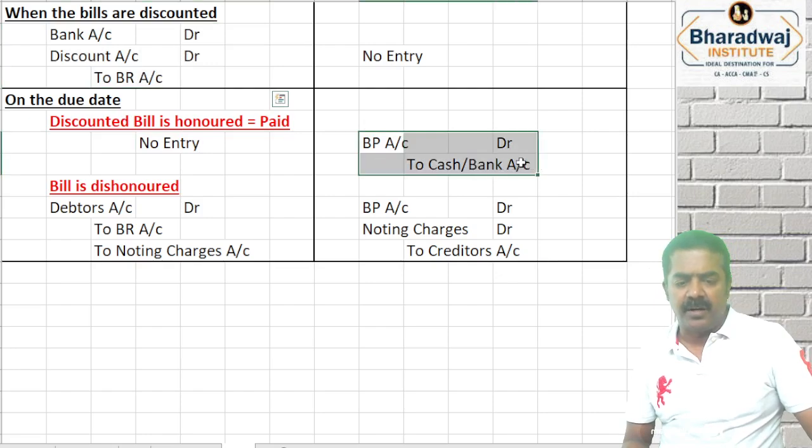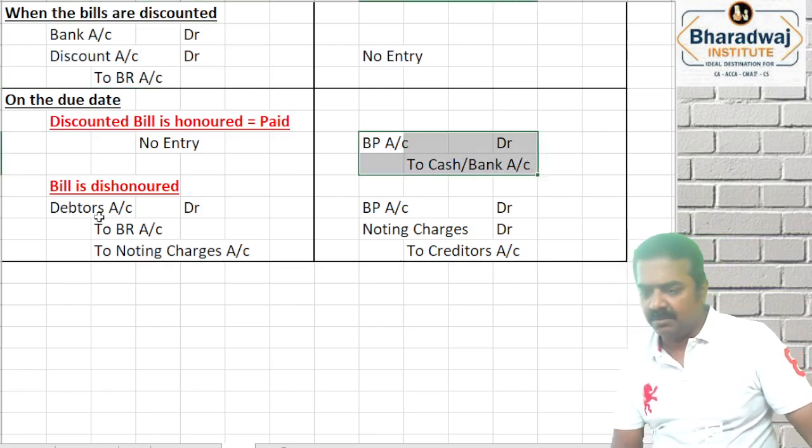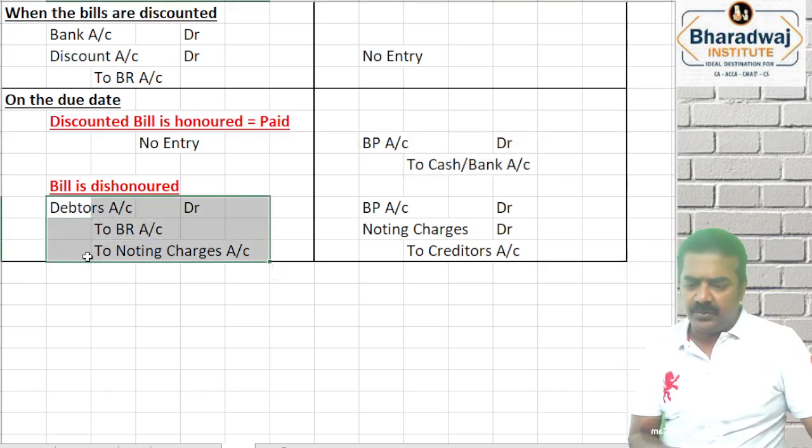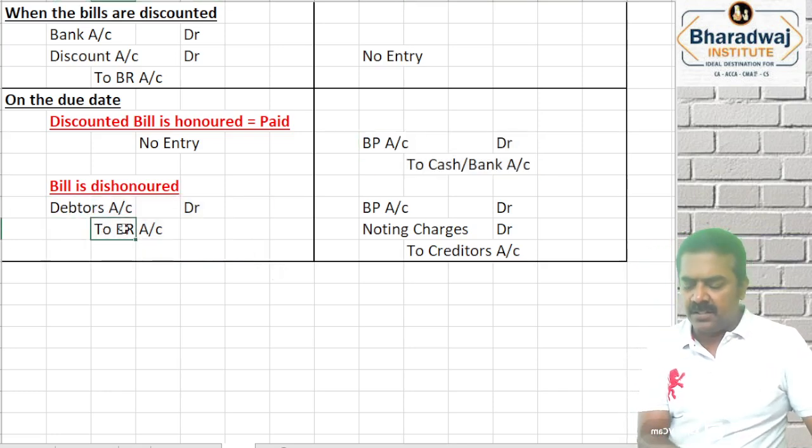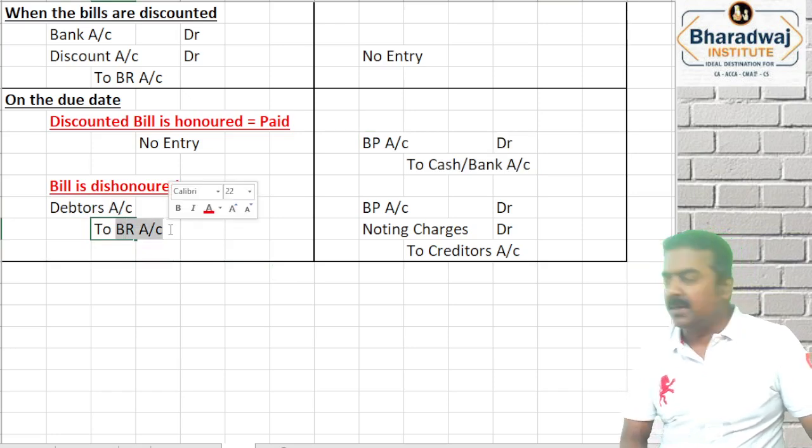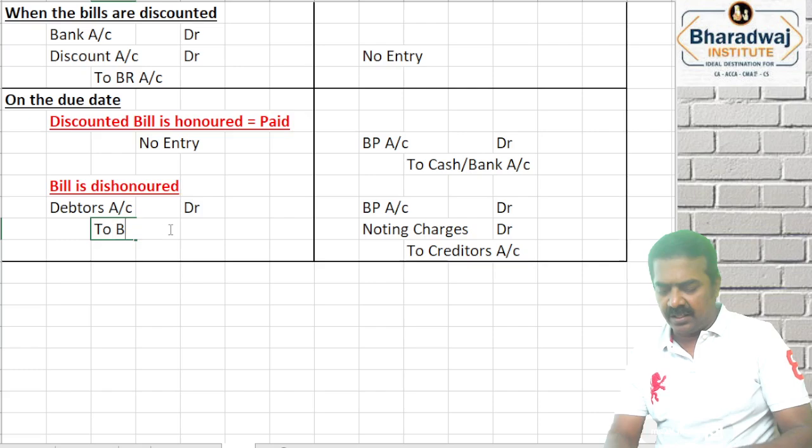Bills receivable account, debtor to which account? Cash or bank account. If the bill is dishonored, the bill is with us or bill is with the bank? Bank. Debtors account debtor to bank account.